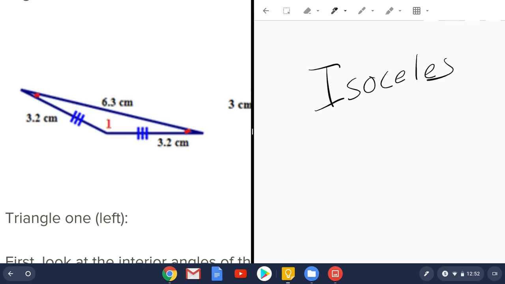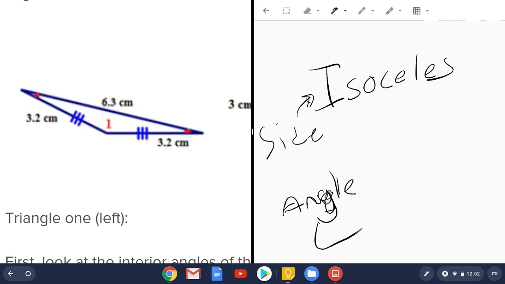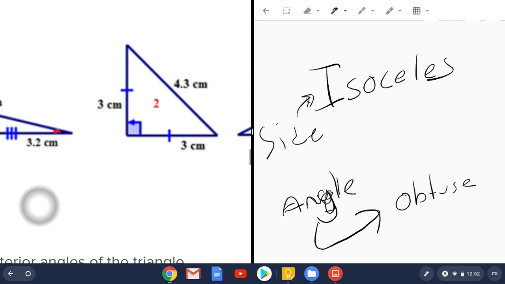So we have our side figured out. And we need to figure out our angle. Our angle, what do you notice about our angles? We have two acute ones, but what do you notice about angle 1? That would be an obtuse. So it'd be an obtuse isosceles triangle.